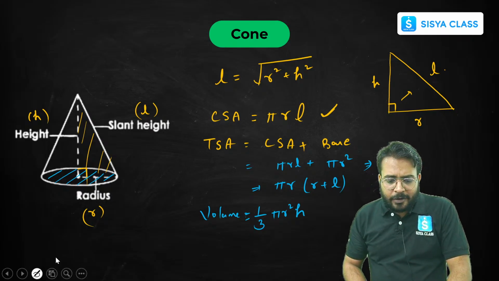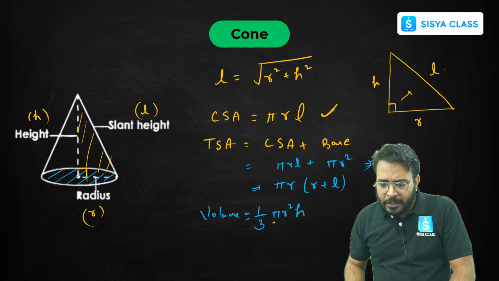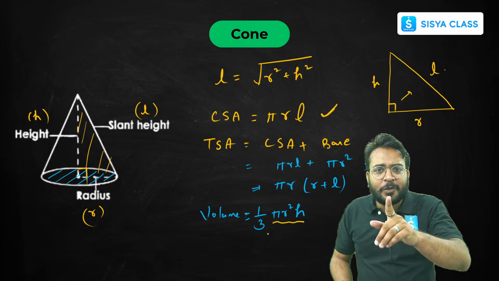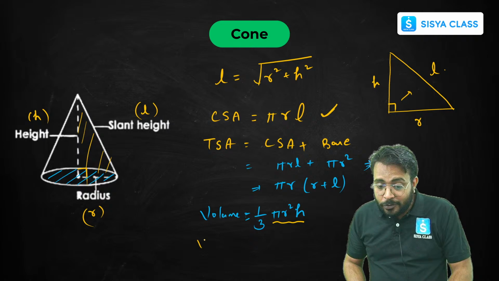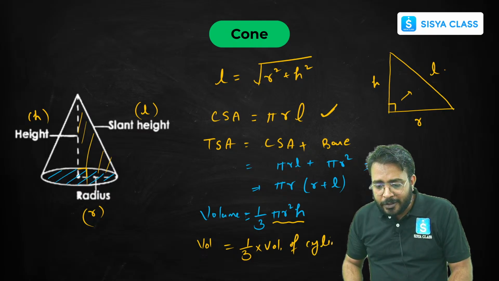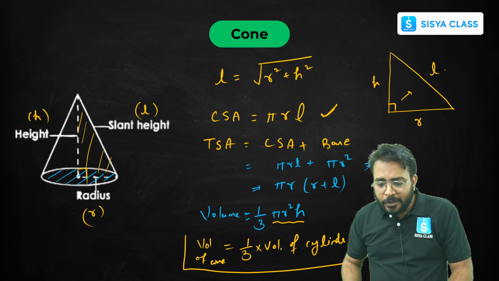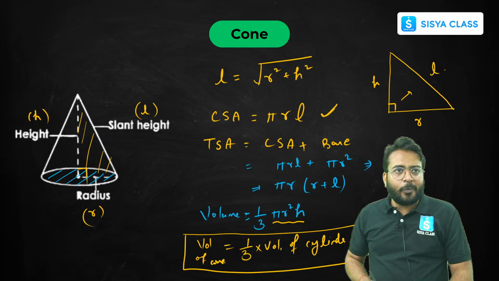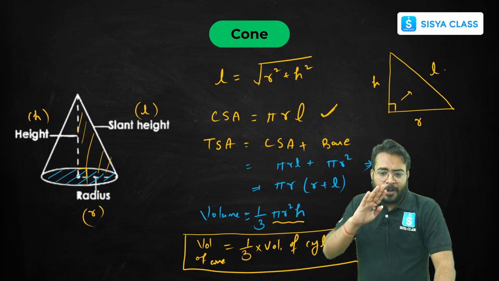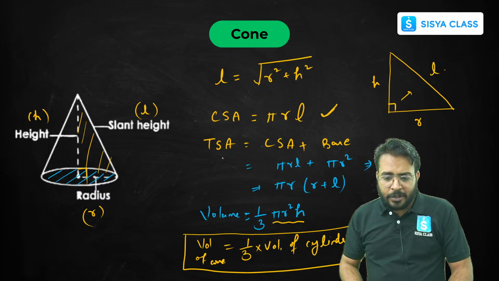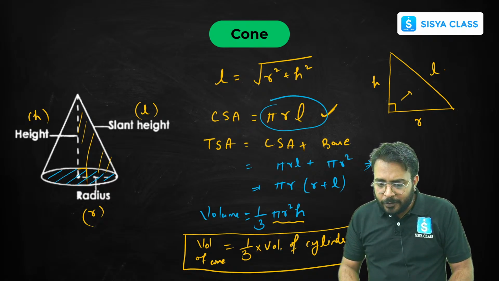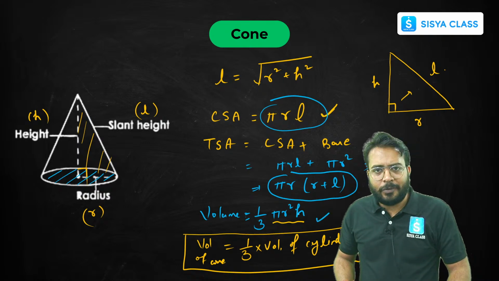Now here we can get one relation. Have you seen this pi R square anywhere? This is nothing but the volume of your cylinder, right? So we can also say that volume of my cone is going to be 1/3 of volume of cylinder. Please remember this relation. Understood my point? So these three things you have to memorize for your cone: curved surface area, total surface area, and the volume. Got it?